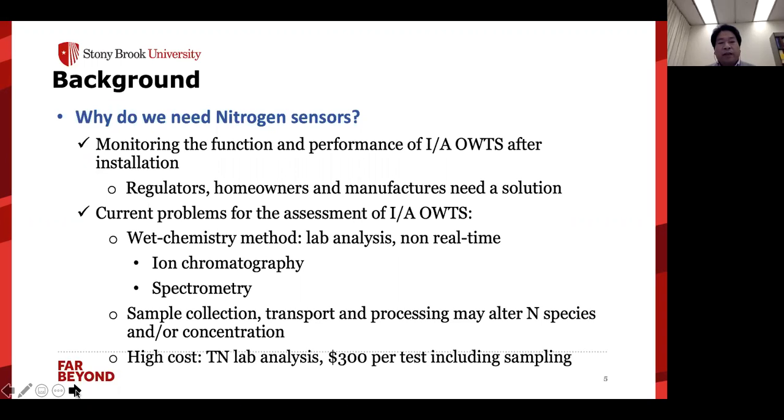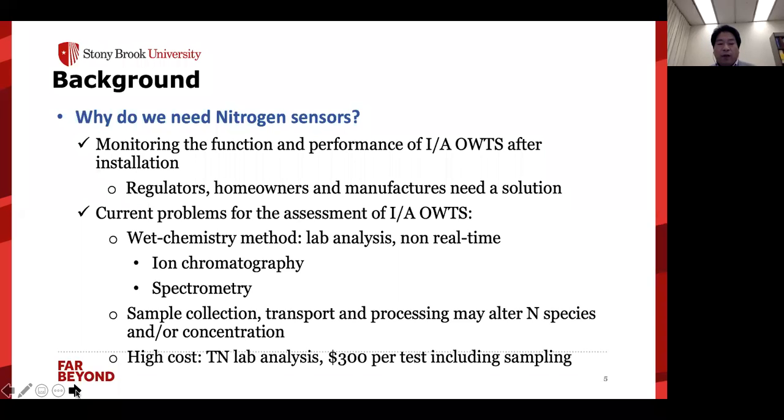Currently, the very common method for the assessment of the IA system is based on wet chemistry methods. We know the lab analyses, something like ion chromatography or spectrometric methods, are pretty popular. They're very common in lab analysis. This is also a very accurate method certified by EPA. But we know that lab analysis is not a real-time analysis, right? It's not real-time data. Once the sample is sent to the lab, people probably wait days, a week, to get the data. So the data do not reflect the real-time condition of the IA systems.